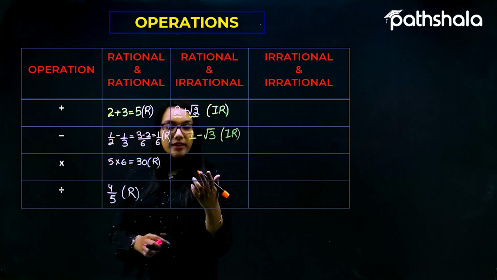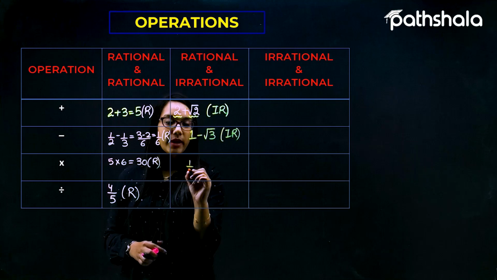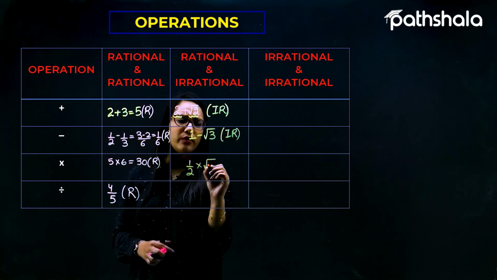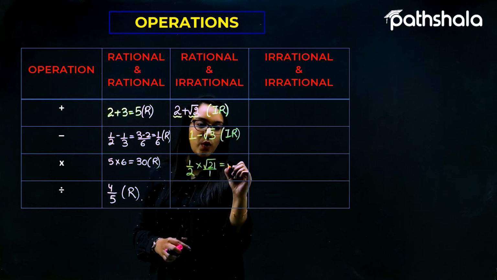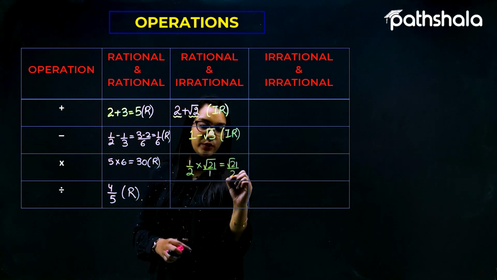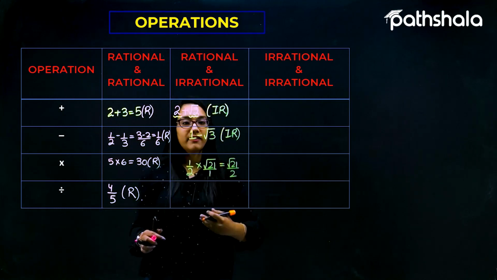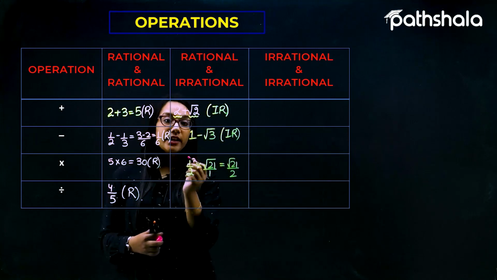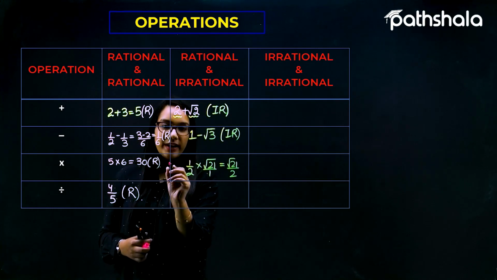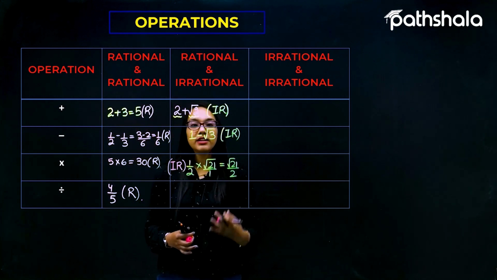Let us suppose we are multiplying a rational and an irrational. Let us suppose I am multiplying 1/2 with the square root of 21. So 1 into square root 21 is square root of 21, divided by 2. Obviously we cannot simplify these two numbers further, so this number represents an irrational number again. I am writing it here as IR. So this number is again irrational.